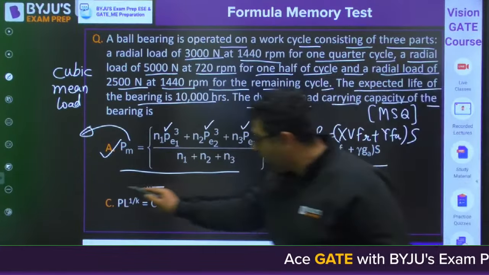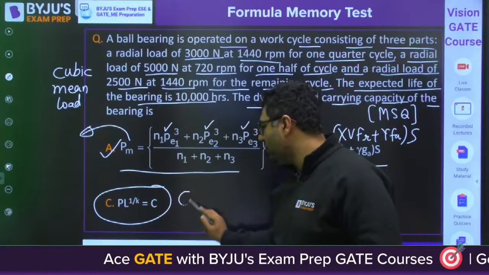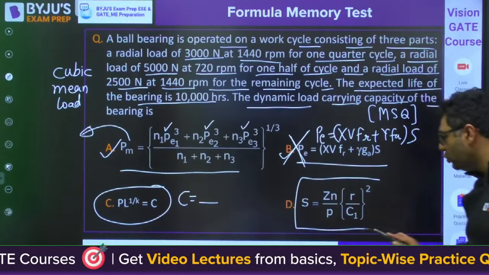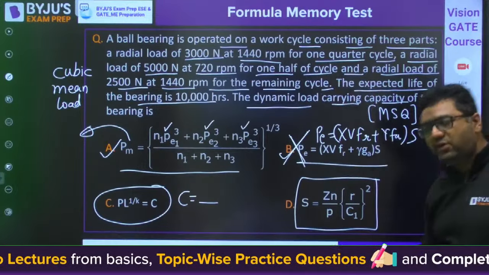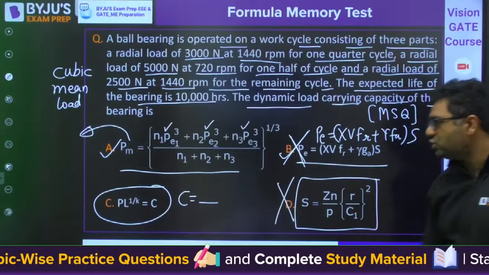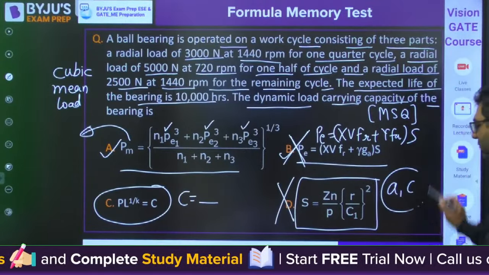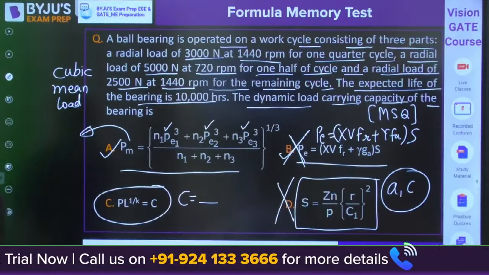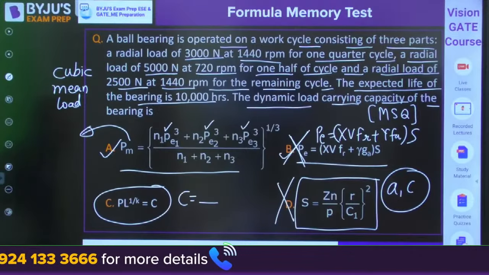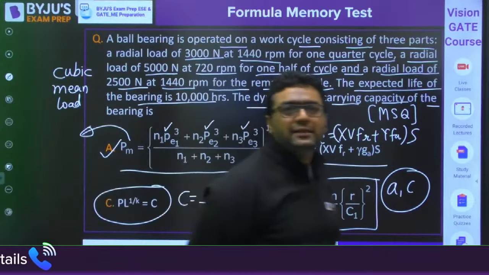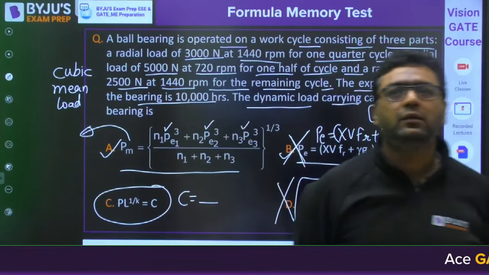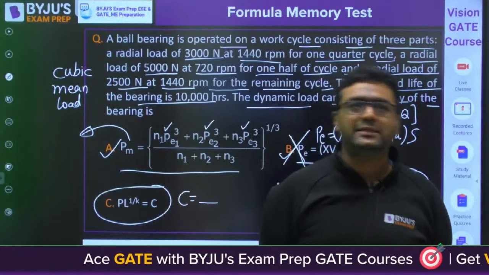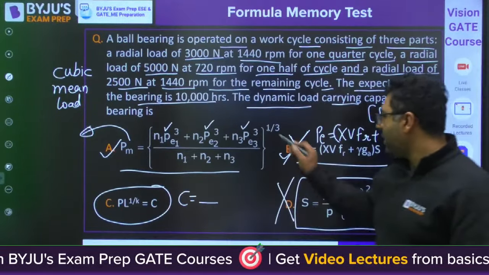Then this load life relationship will help you find the dynamic load carrying capacity. The Sommerfeld number has no use here because this is not a journal bearing, so D can never be the answer. So the answer is A and C, which Papa Ka Ghoda has given. I feel so. Clear? Yes, it is correct. Very good. The power is 1 by 3.